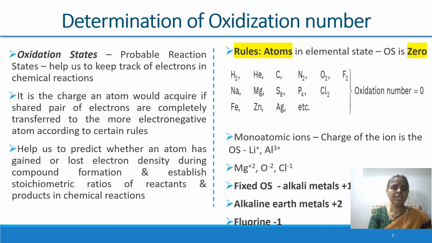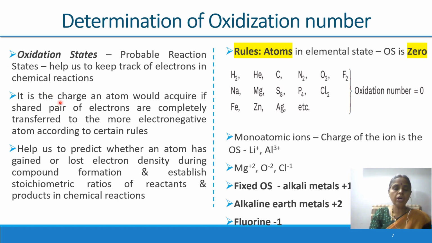Now, let us see what an oxidation state is. An oxidation state simply is the charge an atom would acquire if the shared pair of electrons are completely transferred to the more electronegative atom. Actually, covalent bonds are formed by the sharing of electrons, but if you presume that the shared pair of electrons is transferred completely to the more electronegative element, the charge this particular atom would acquire is what is called the oxidation state. It is simply the probable reaction state.